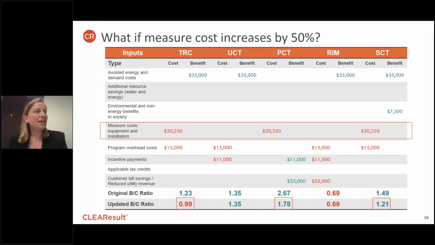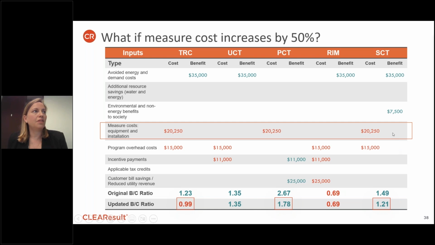And so our last scenario, just to walk through one last example, something we're all seeing. What happens if I learn that within this program, my projected measure costs are increasing? We've got inflation, we've got supply and demand issues, and I underestimated what it would actually cost to install these units, and actually my measure cost is going to increase by 50%. So in this scenario where we see a measure cost to the customer increase, that's going to impact your TRC, your participant cost test, and your societal cost test.